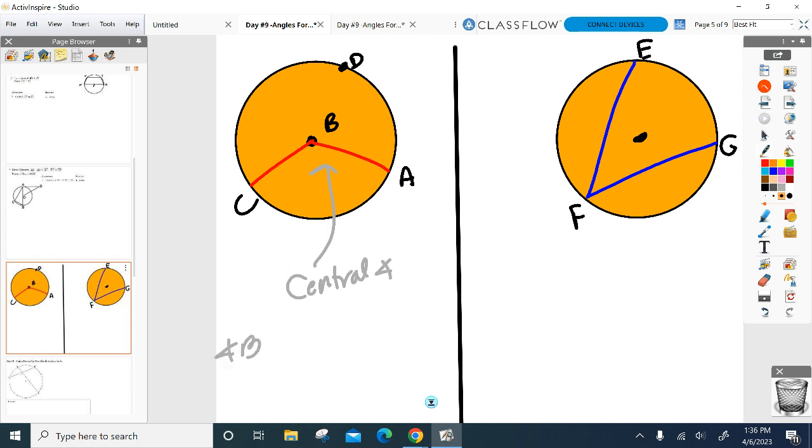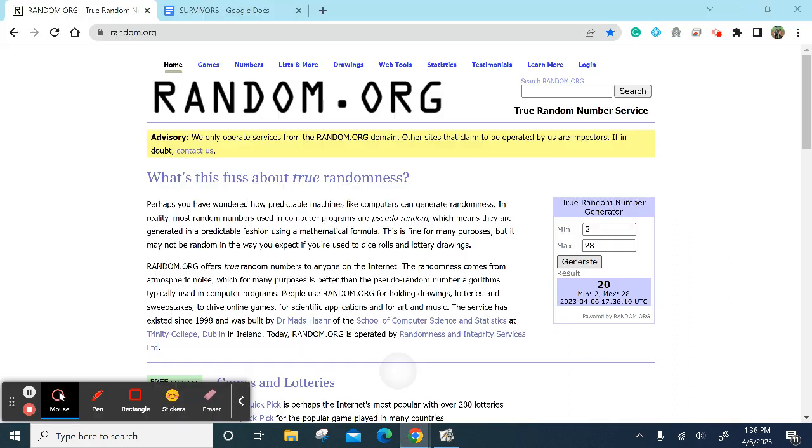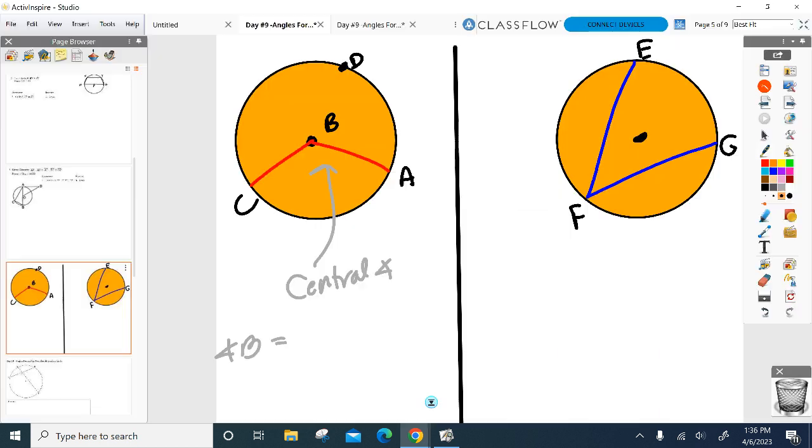And somebody tell me, how do you find a central angle? One of the very first things we talked about. 3. How do I find a central angle? Arc measure. In this case, it would be the same as arc CA. Good.